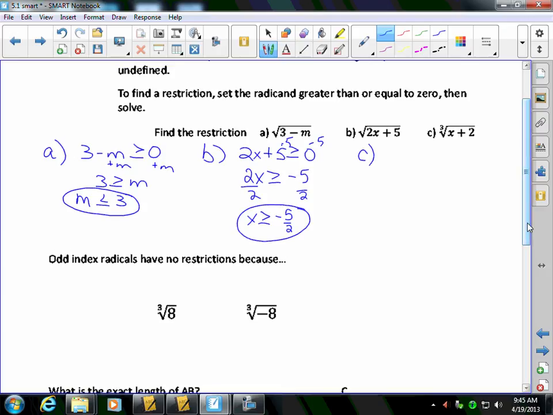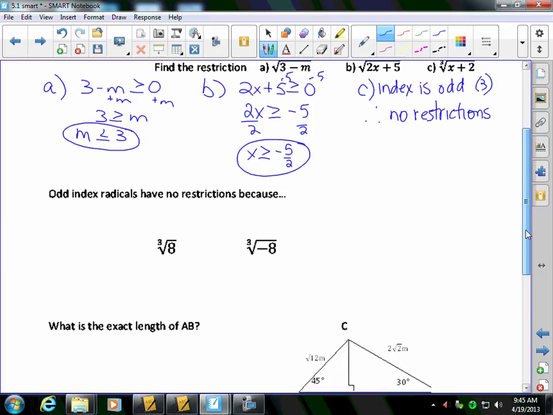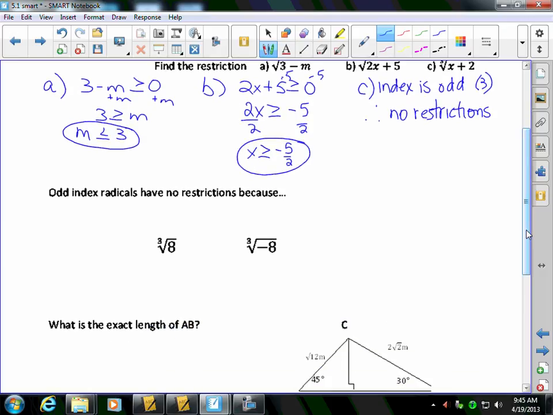So the last one, I have cube root of x plus 2. For this one, my index is odd. It's a 3. If it's an odd index, there aren't any restrictions. So therefore, there are no restrictions, because you can cube root, or you can fifth root, a negative number.